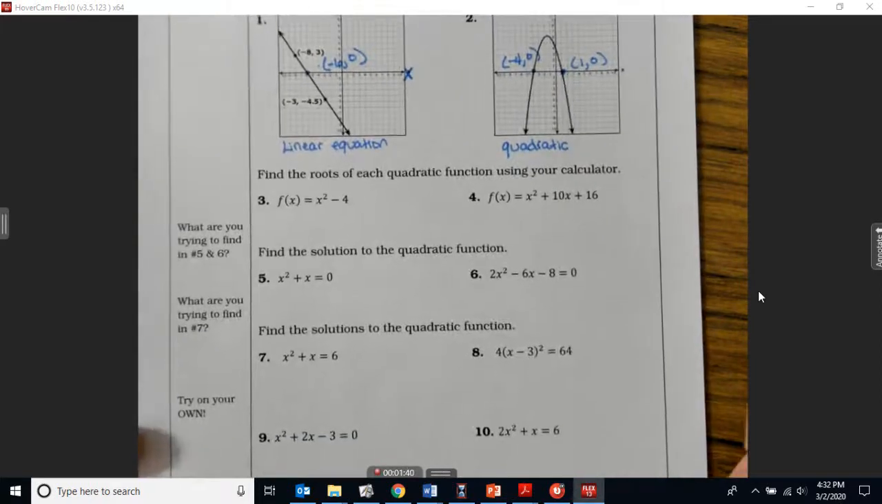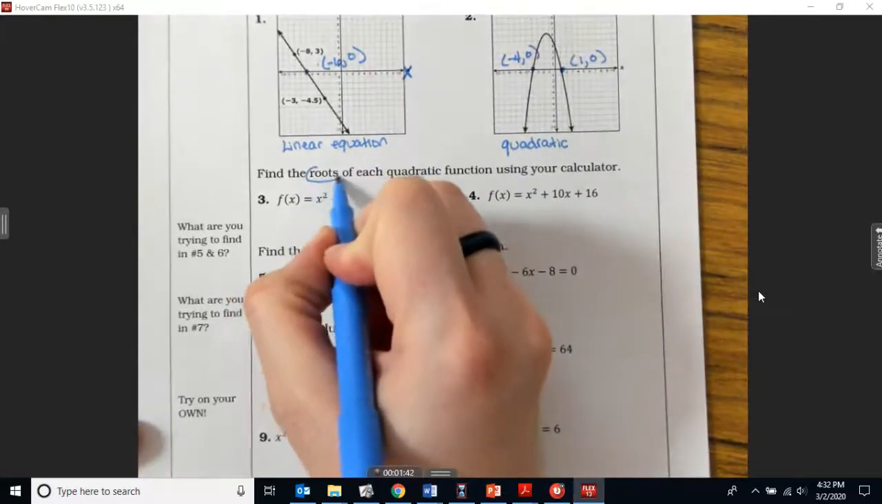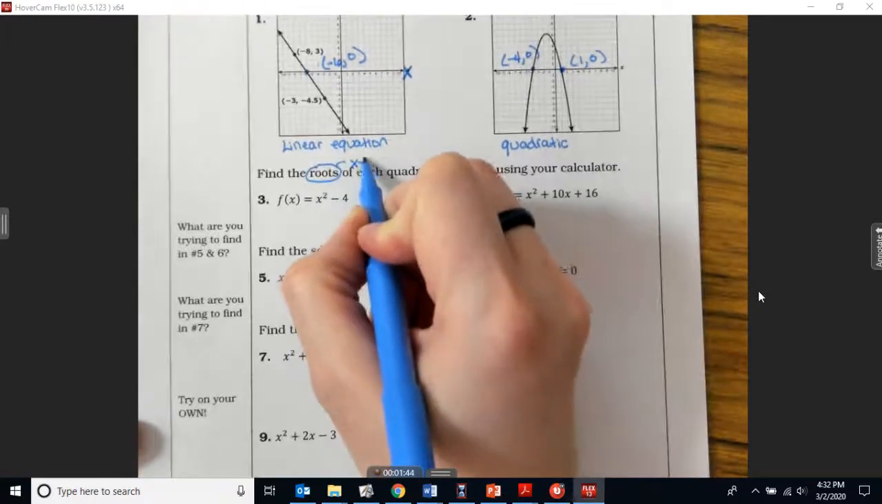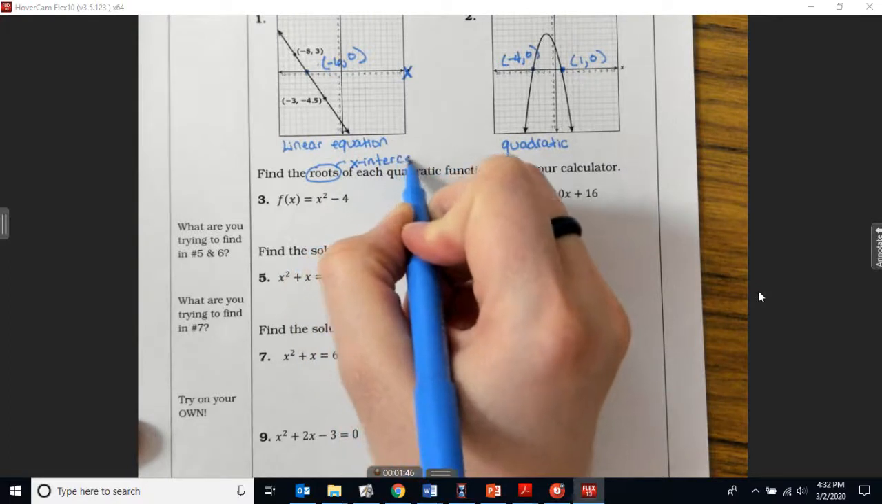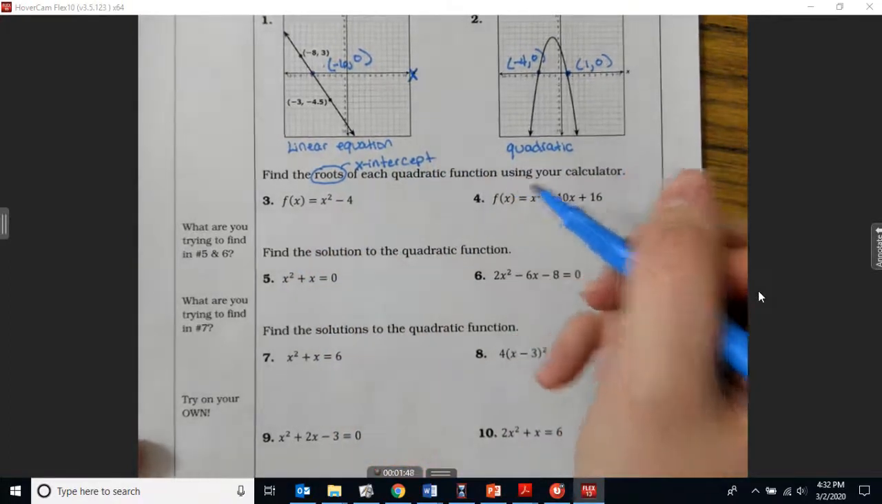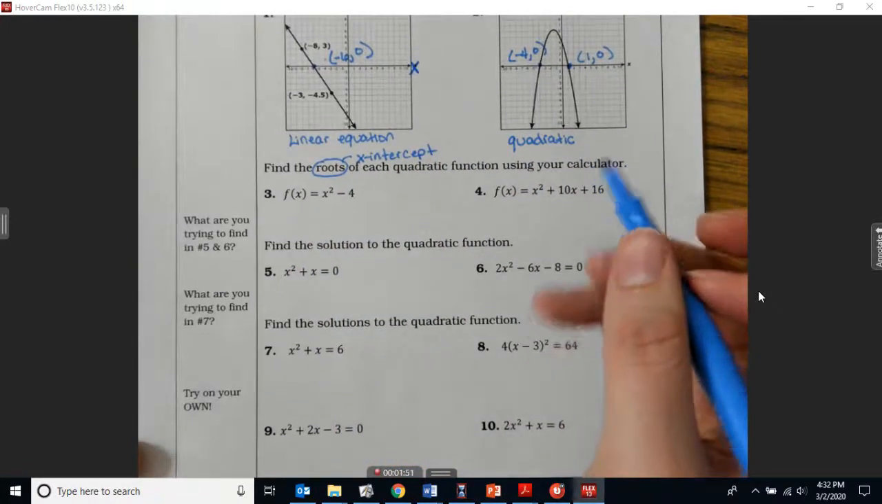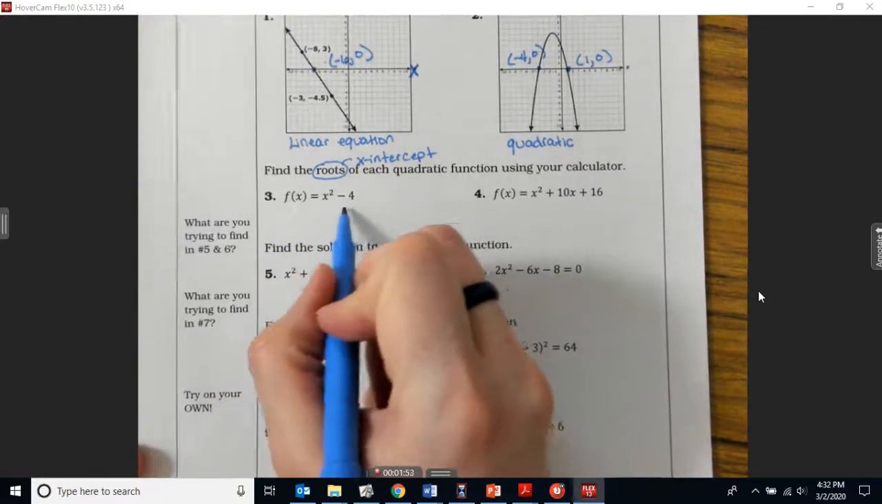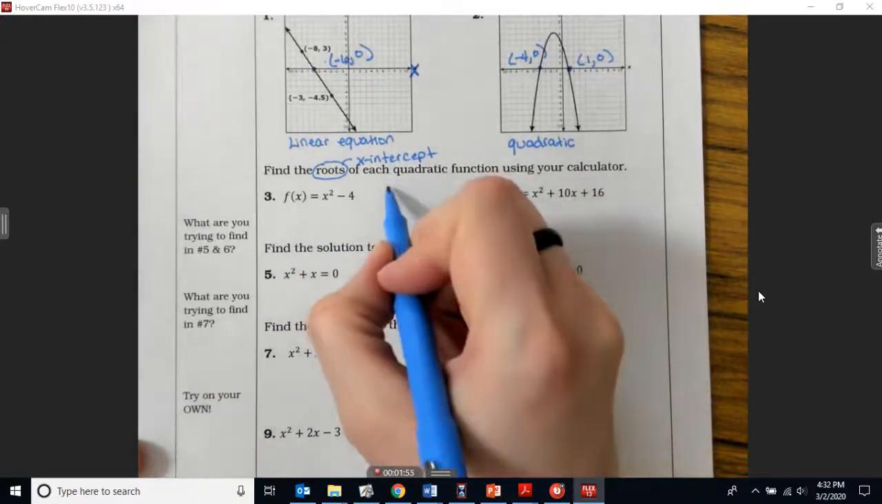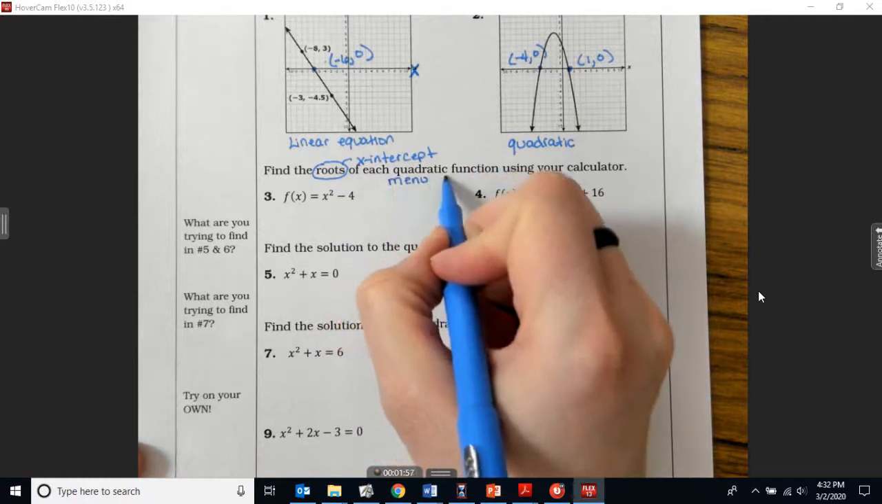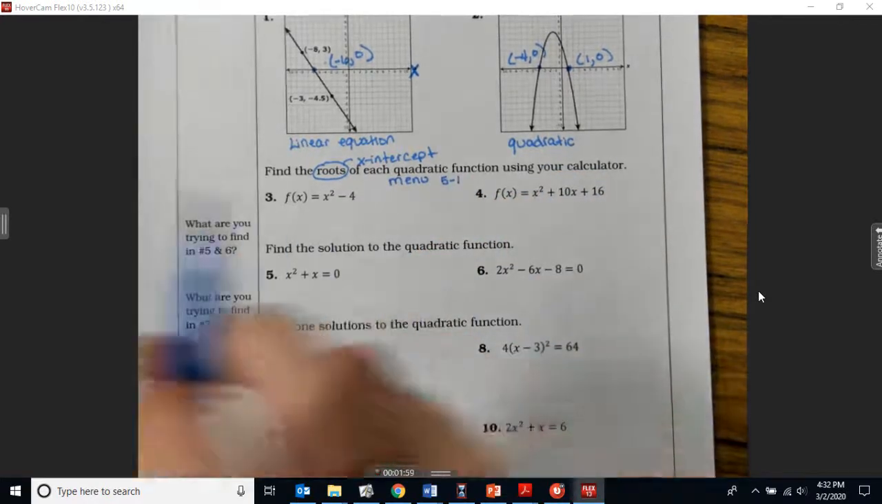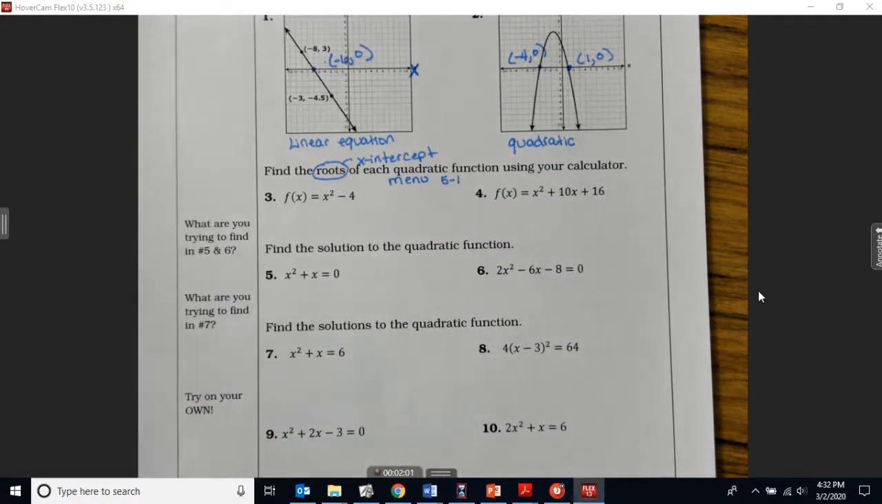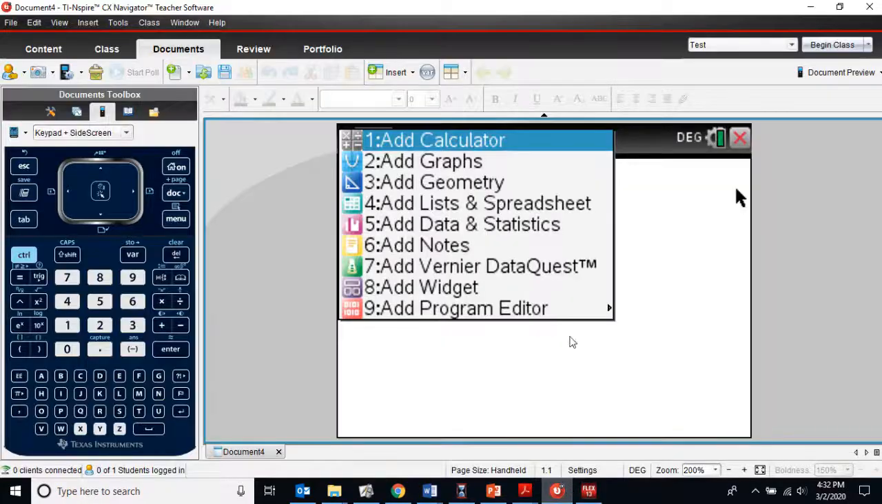Number three, find the roots. Remember, roots are the same thing as x-intercepts for each quadratic function using your calculator, which just means we're going to go to our calculator and type this in, and then we'll probably use menu 5-1 to help us find our solutions. Let's go to the calculator.